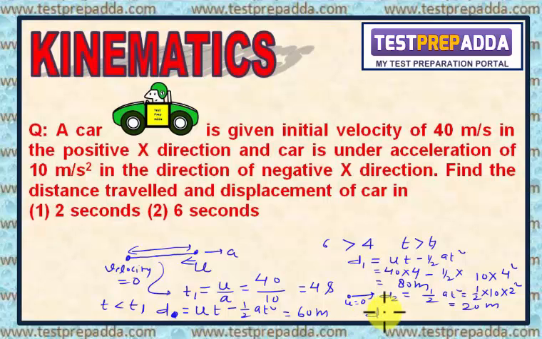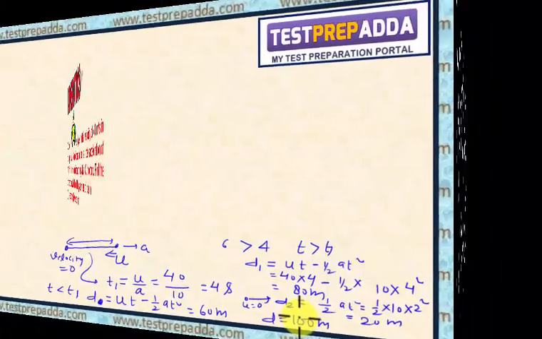So the total distance traveled by the car is how much? d1 plus d2, and that is 100 meter. 80 here d1, 20 is d2. So total distance traveled by the car is 100 meter in given 6 seconds. Now in the next lecture, I'll talk about the motion of the particle in a particular second.